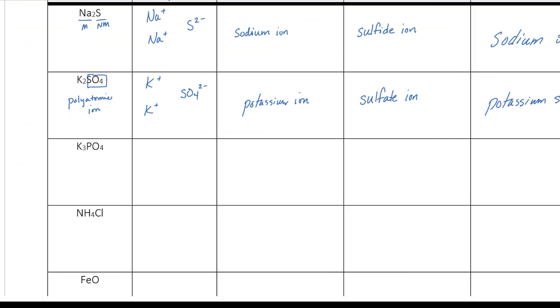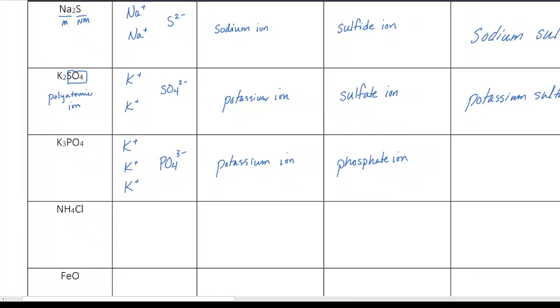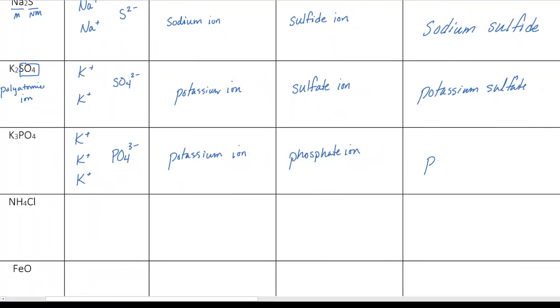A similar situation exists for the third one, so I'll go ahead and write that out. We see that there are three potassium ions this time, compared to one phosphate ion. And finally, again, combining them.